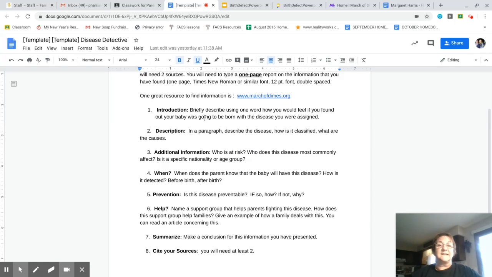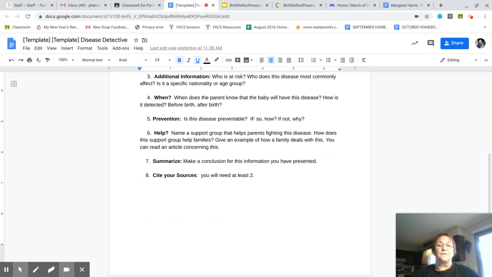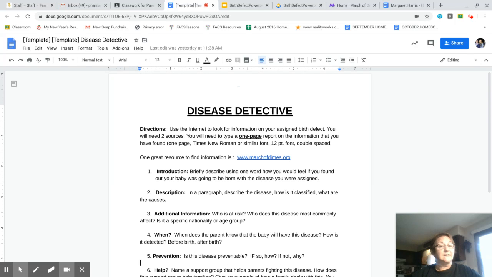It says exactly what you should put on your paper: an introduction, describe the disease, additional information like who's at risk, who gets this, when does a parent know about this? Sorry. Is there a support group? Most of them have a support group that parents can go to. Make a conclusion, cite your sources. Okay, so that's the assignment this week.